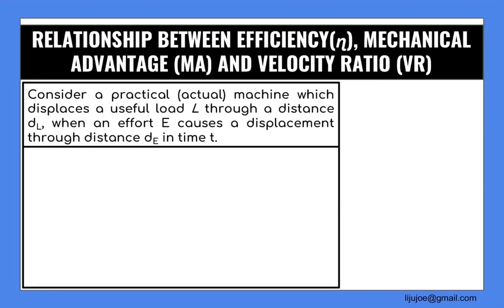And the last thing which we have to study today is the relationship between efficiency, mechanical advantage and velocity ratio. For this we have to consider a practical machine, or actual machine, or a real machine. A real machine is something which is not an ideal machine. And this machine displaces a load L through a distance DL when an effort E causes a displacement DE in time T. So easy to remember, we move a load L by using effort E in time T, and the distance moved by the load is DL and the distance moved by the effort is DE.